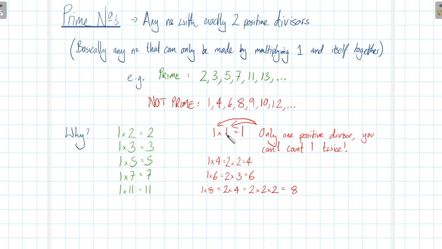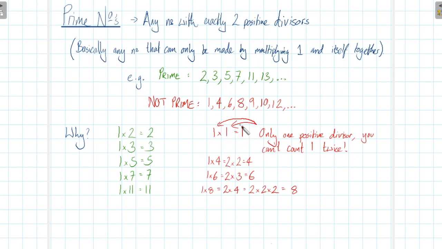1 doesn't count because we need exactly two positive divisors, and we can't count 1 twice here. It's only one positive divisor. You can't say, okay, I've got 1 lot of 1, 2 lots of 1. Well, it's just 1, isn't it?